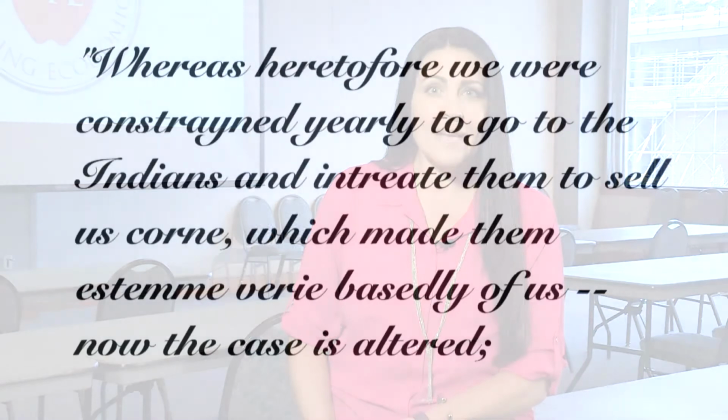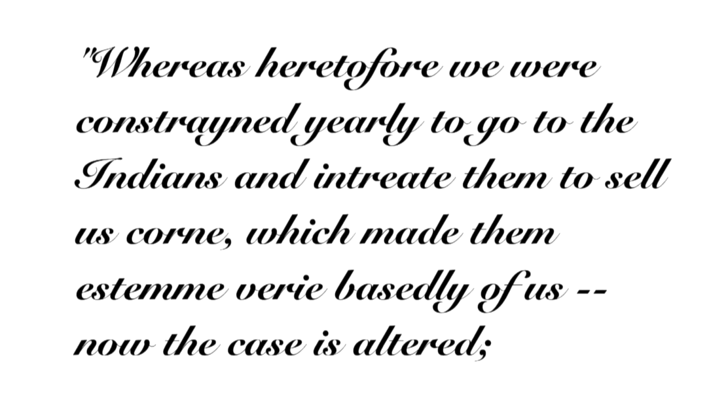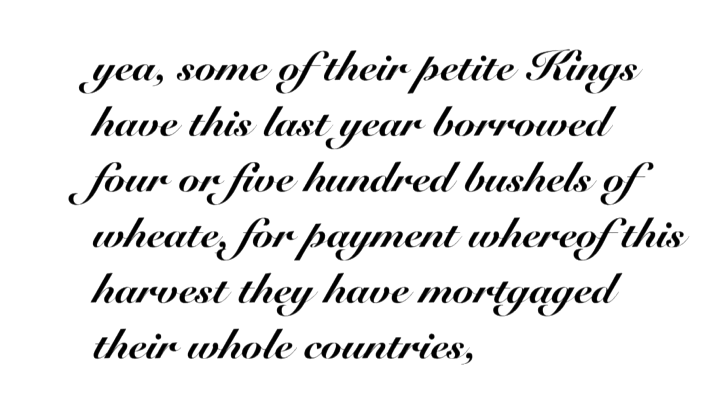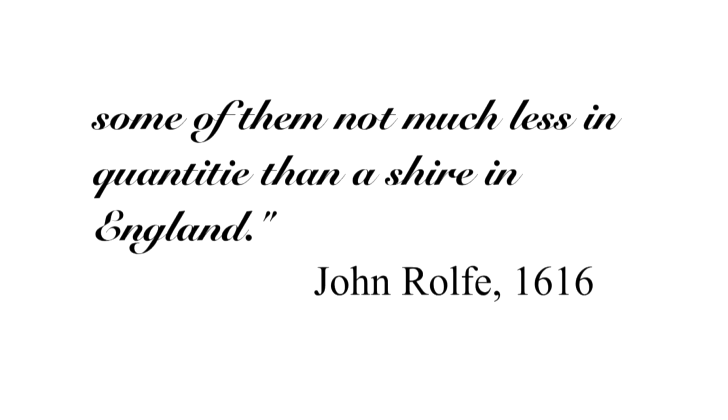Perhaps most telling were the words of John Rolfe in 1616. "Whereas heretofore we were constrained yearly to go to the Indians and entreat them to sell us corn, which made them esteem very basely of us, now the case is altered. They seek to us, come to our towns, sell their skin from their shoulders, which is their best garments, to buy corn. Yea, some of their petty kings have this last year borrowed 400 or 500 bushels of wheat, for payment whereof this harvest they have mortgaged their whole countries, some of them not much less in quantity than a shire in England."